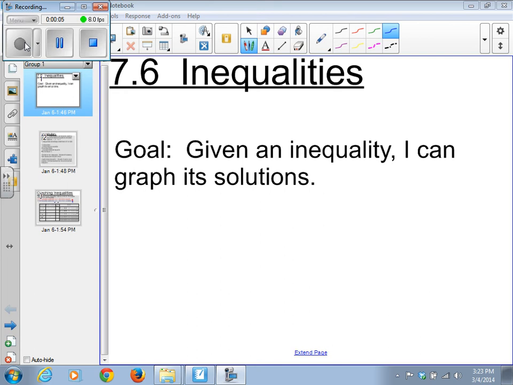We're going to start with the next unit on our videos. It should be a pretty short video tonight, mostly just vocab, so I won't eat up too much of your time. So the unit is on inequalities, so the goal for this section will be, given an inequality, I can graph its solution. So we're going to be graphing inequalities on number lines.